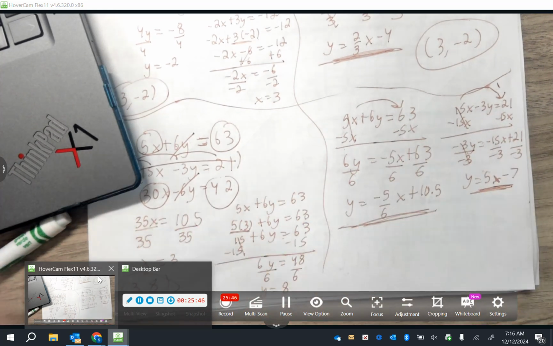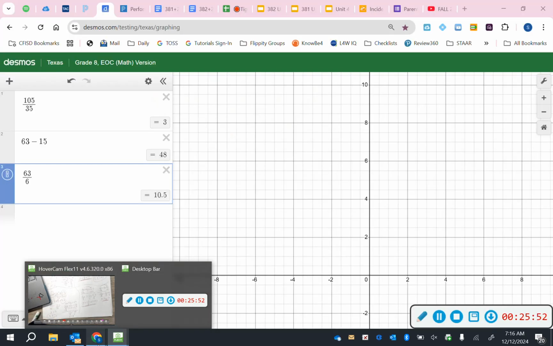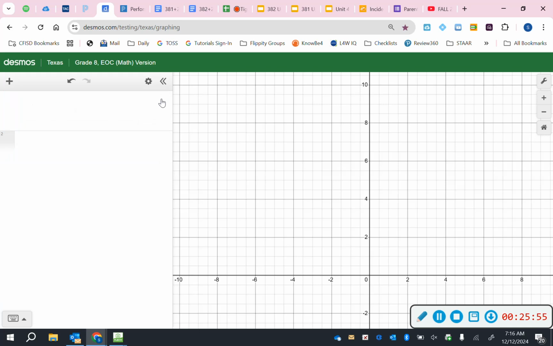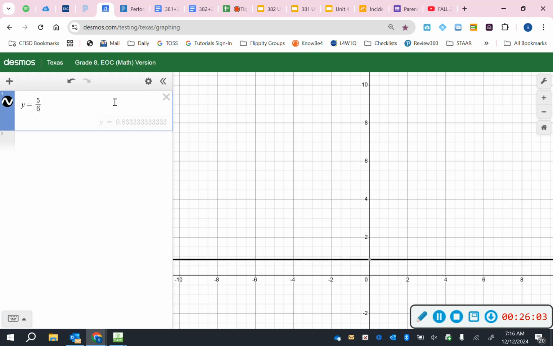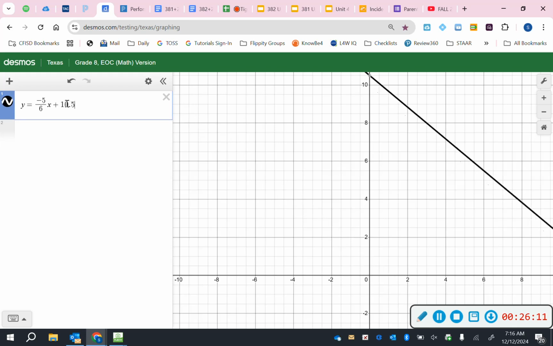So I am going to plug these two in because I do know the answer I got over here is correct. I wanted to double check that I converted correctly, because we should get the same answer. y equals negative 5 over 6 x plus 10.5. y equals 5x minus 7. Okay, they still do cross at 3, 8. The decimal freaked me out. Moral of the story, don't let decimals scare you.